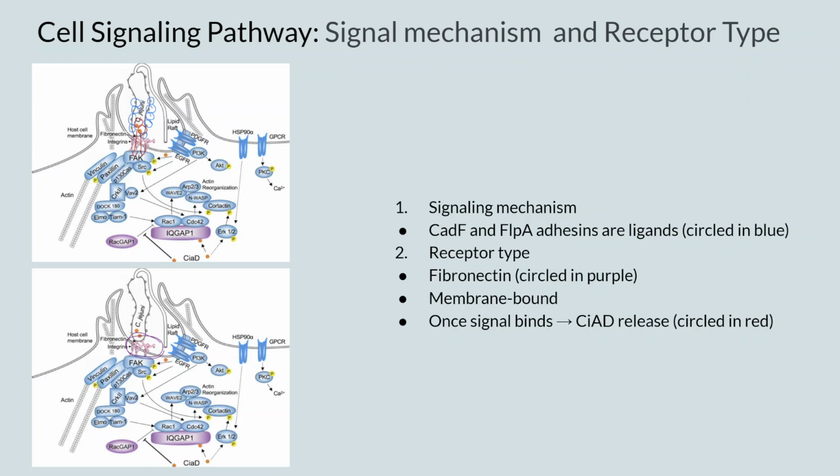To begin the process of invading the intestinal epithelium, proteins on the Campylobacter jejuni bacteria, circled in blue, called CadF and FlpA adhesions, serve as ligands that will be received by a membrane-bound receptor that is circled in purple, called fibronectin. The receptor must be membrane-bound in this case, instead of internal, because of the bacteria itself being polar and unable to pass through the membrane to access an internal receptor. Once the ligands are bound by the fibronectin receptors, CiaD proteins, which are circled in red, will be released from the inside of the Campylobacter jejuni bacteria into the host cell.